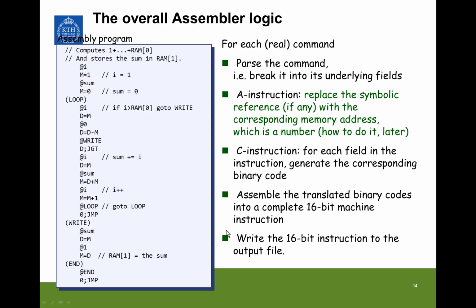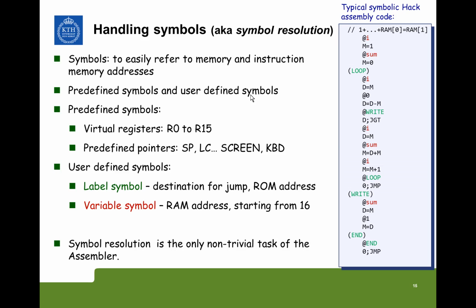Okay, so this is how the assembler will work. We'll process the assembly program line by line. So let's see what symbol handling requires. We also call it symbol resolution. Remember, we use symbols, labels, and variables to refer to memory and instruction memory locations. We have predefined symbols and user-defined symbols.